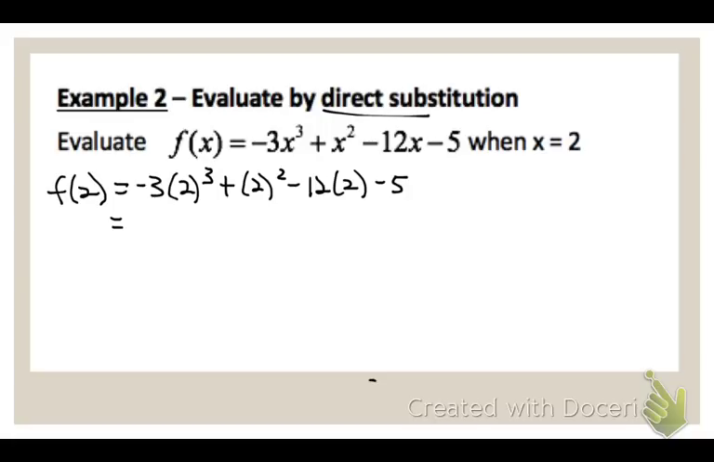So 2 cubed is 8 times -3 is -24, plus 2 squared, which is 4, minus 12 times 2, which is -24, minus 5 more. So we'll have a -24 plus 4, which is a -20, minus 24 more is -44, minus 5 more is a -49. So our final answer would be f of 2 equals -49.